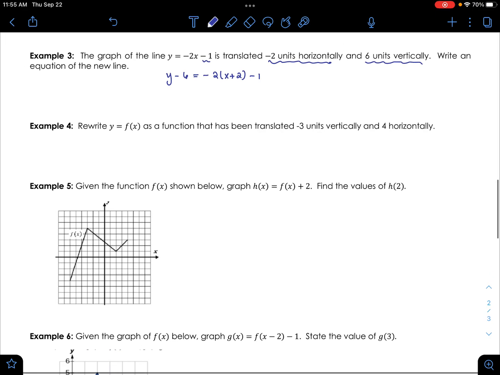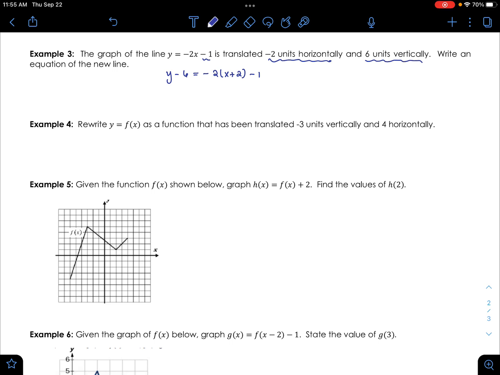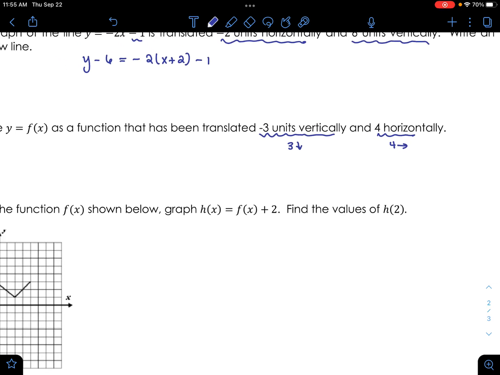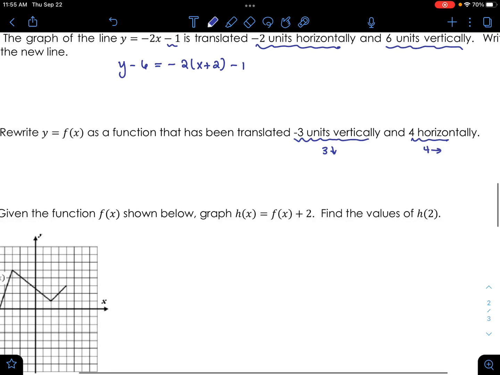In example 4, it says rewrite y equals f of x as a function that has been translated negative 3 units vertically and 4 horizontally. So that's down 3. This is 4 to the right, because it says positive 4. So our function, in terms of f of x, would be y plus 3, since it is the opposite of what you think, equals x minus 4.